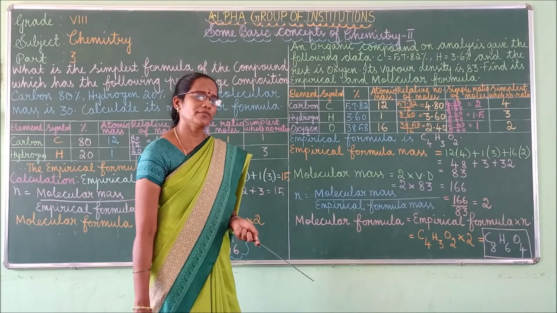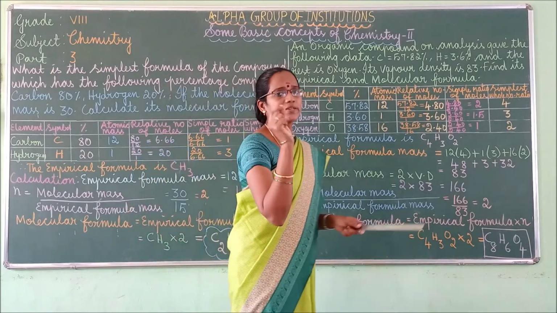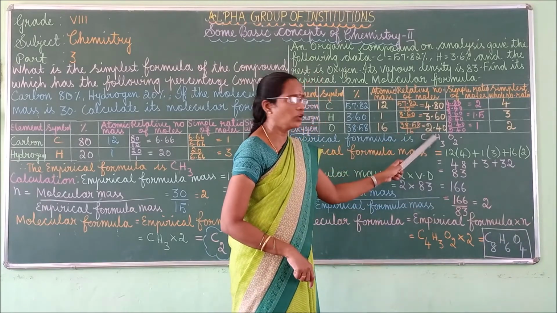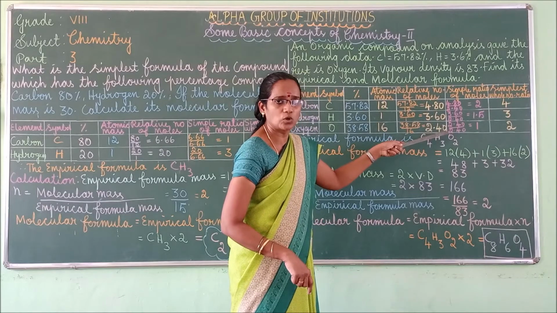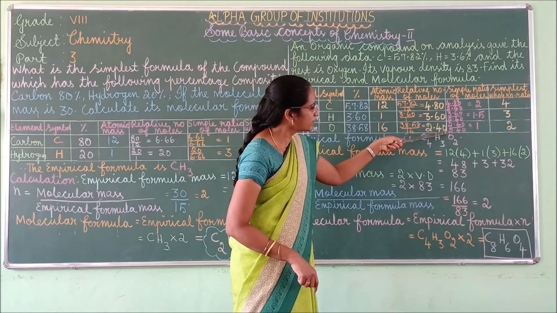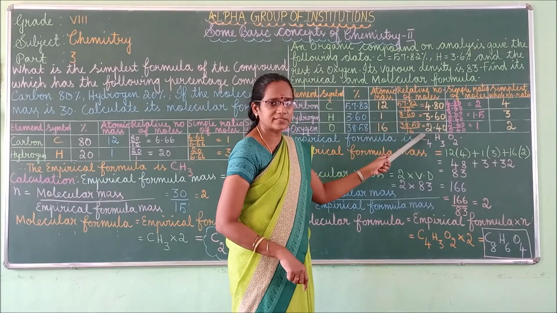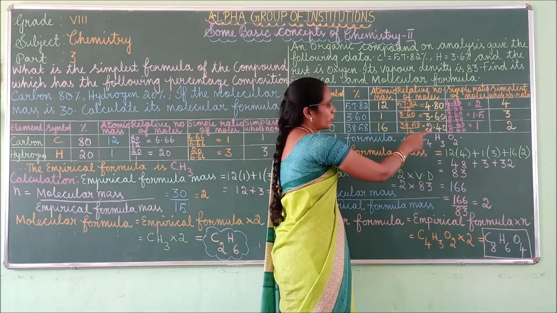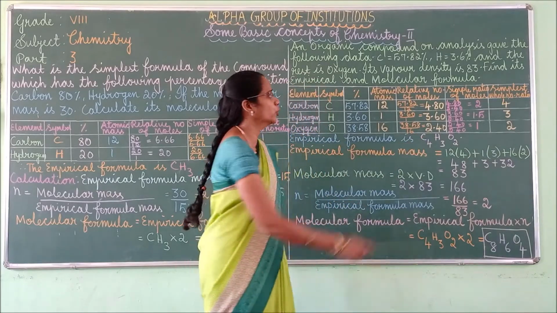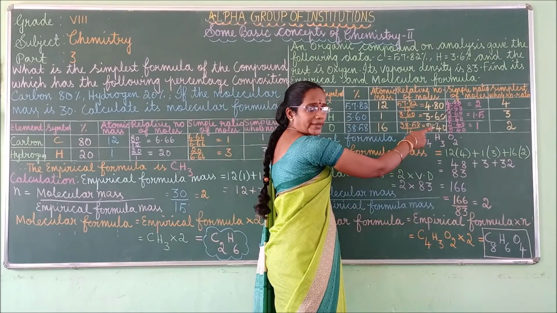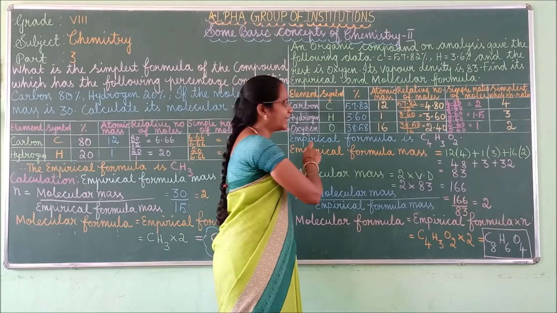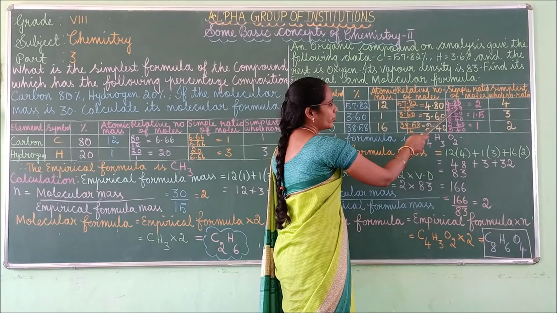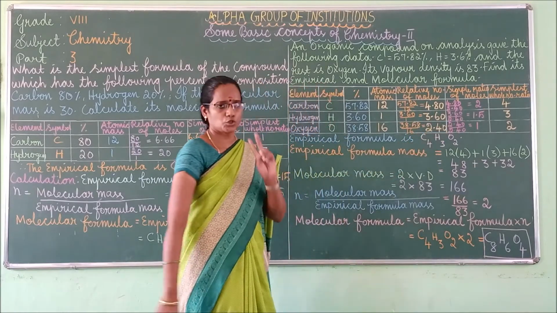Next, what you have to do? You have to find the lowest, minimum value. Among these three, which is the lowest? This is the lowest ratio, 2.40. Next, divide the relative number of moles by the lowest ratio. The relative number of moles for carbon is 4.80, divided by the lowest ratio 2.40. If you divide this, you will get 2.